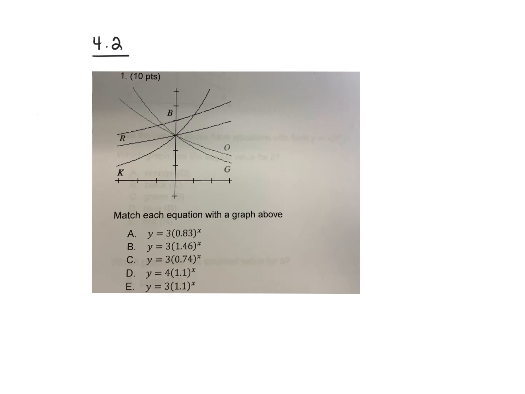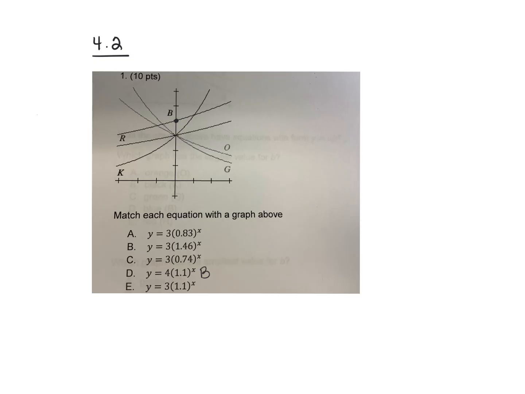As we start into section 4.2, we're talking about the graphs of exponential functions. So if you look at these equations here that are drawn, you will notice very quickly that D has an A value that is at 4. So that's going to be up here. So B would have to be that answer.